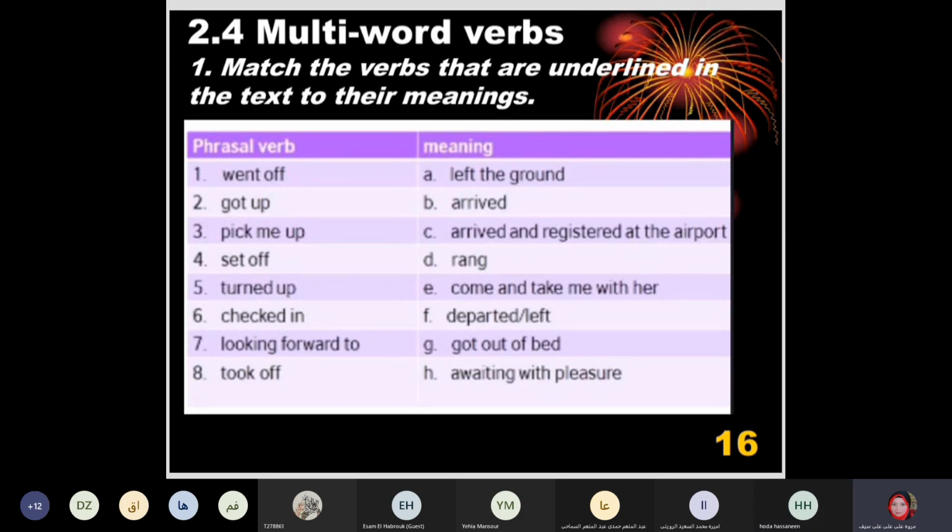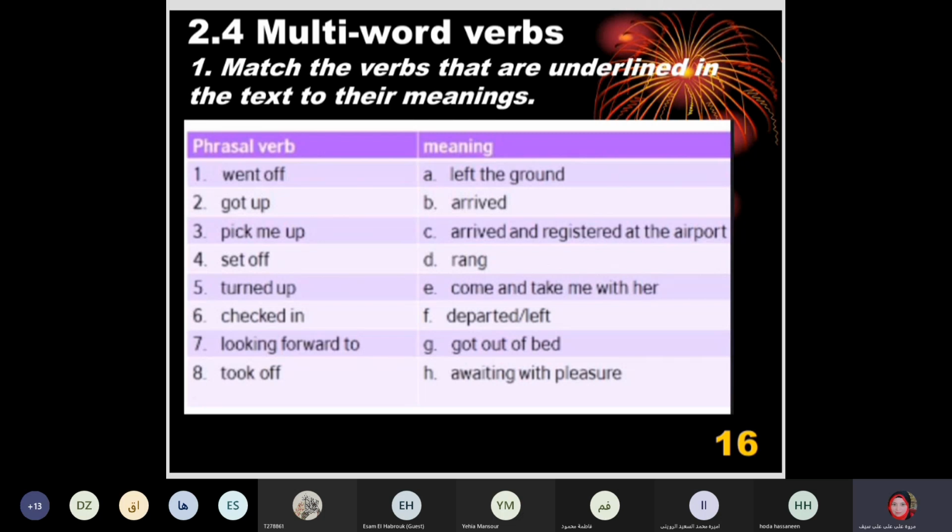Number 1, went off. What's the meaning of this phrasal verb? The slide is so clear. Thank you very much, Ms. Fatima. All right, so went off, what does it mean? Raise your hand and tell me. Yes, Mrs. Samah, introduce yourself and speak. Okay, go ahead. The alarm clock went off at 6 o'clock a.m. Means rang. Very good. So went off means rang. So number one takes D. Very good. Thank you very much.